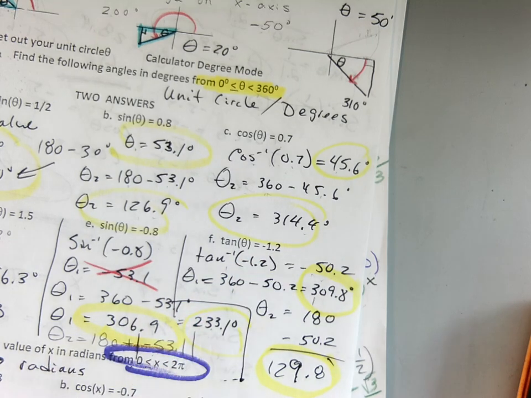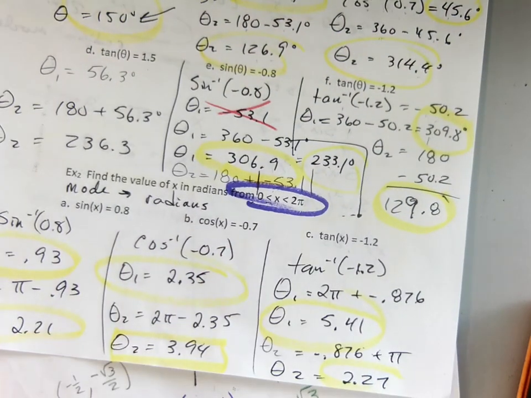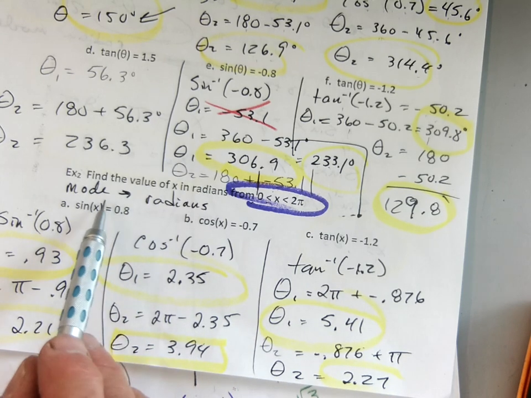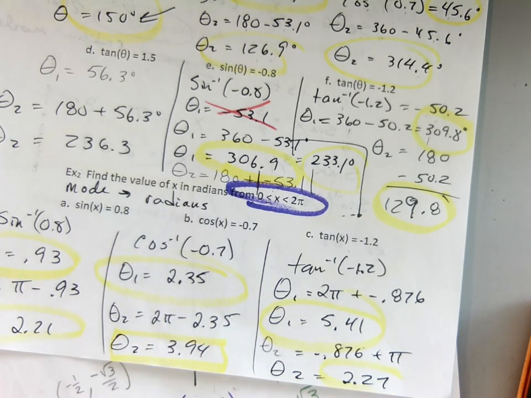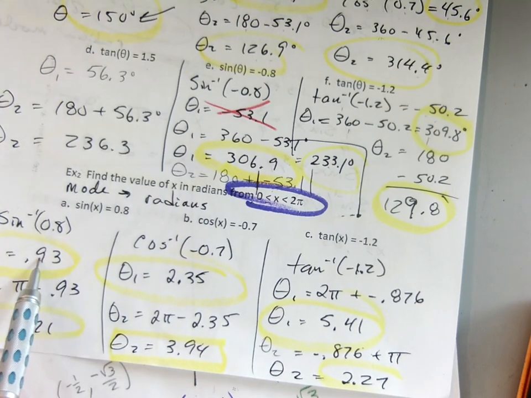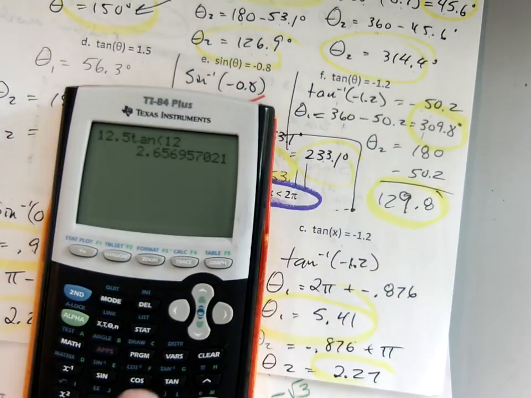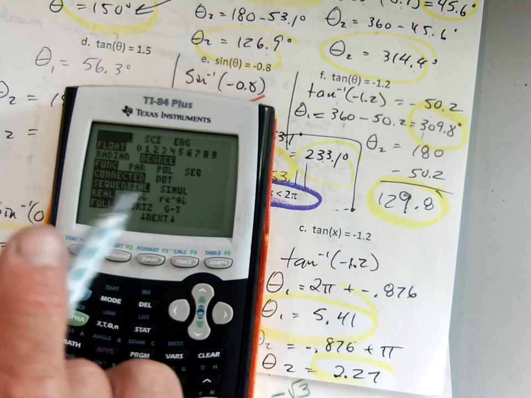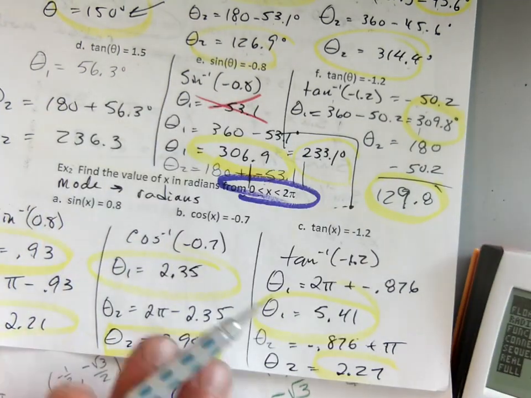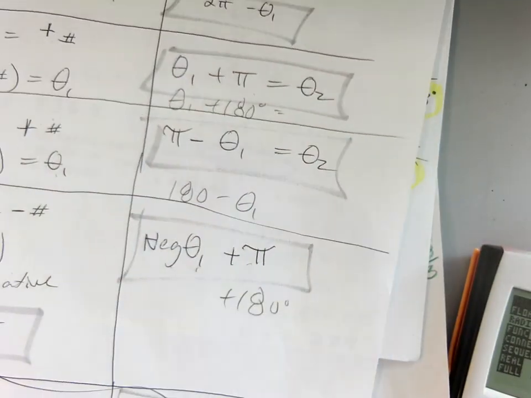So both these angles will give me a tangent of negative 1.2, okay? Then I did the same thing, but using radians. I changed my mode in my calculator, and I went through the exact same process, except my answers are going to be in terms of radians. I changed my mode into radians, did my calculations, and then I used my reference angles to get those, okay?